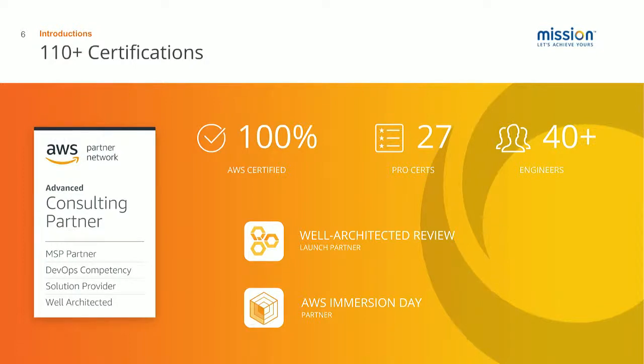So to add to that, our technology teams are 100% AWS certified. All of our engineers go through the AWS training to get certifications. Currently at 27 pro certs and over 40 engineers, and we're growing constantly. In addition, we're also a well-architected review launch partner and an immersion day partner. So those are other additional services that we offer to provide the best practices to our customers and help everybody build from the best practices pool from Amazon, because there's so much to keep on top of. And so we provide that service to help keep things aligned and in best practices and secure.